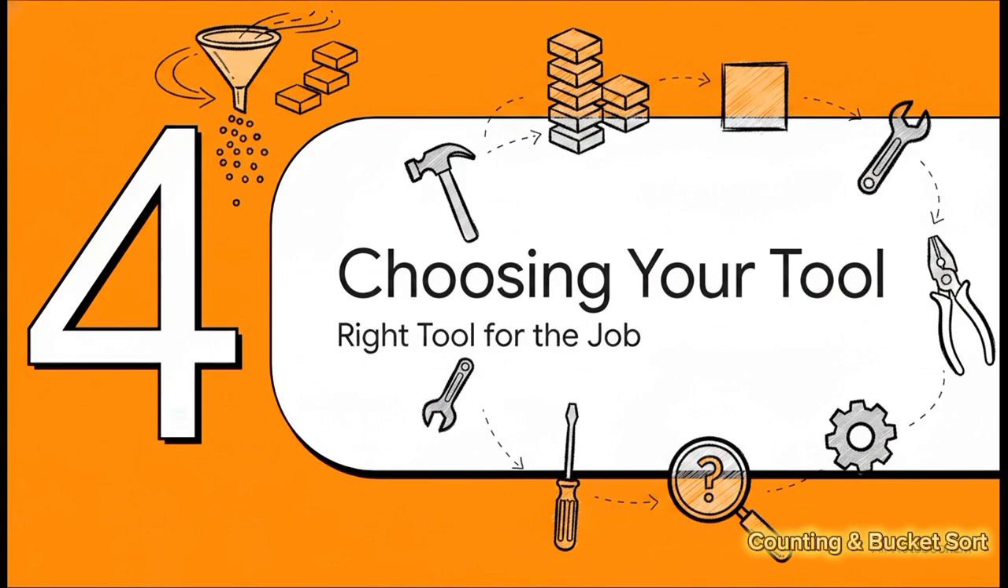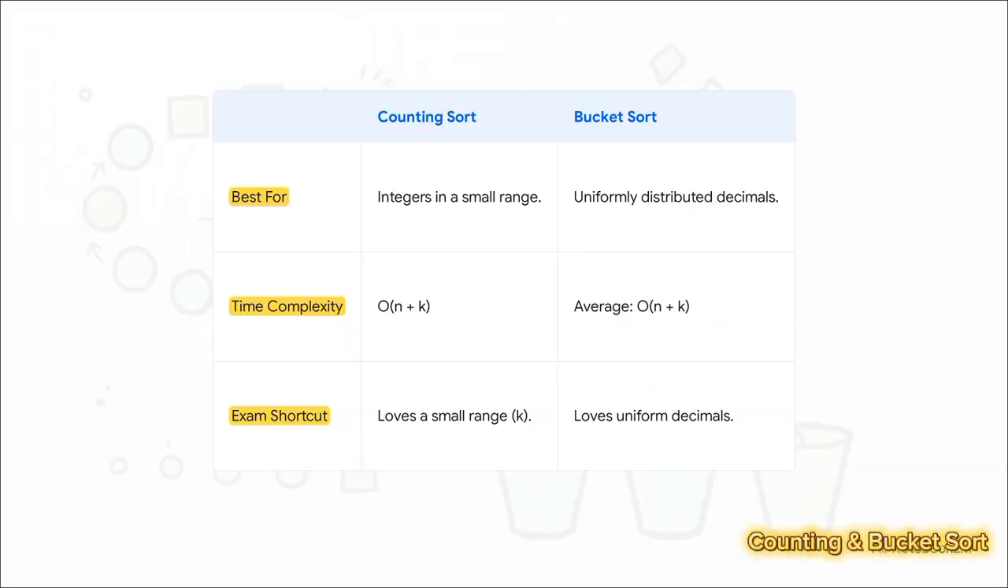The most important lesson here isn't just how they work, but when to use them. These are not one-size-fits-all solutions. Knowing which specialist tool to pick for the job, well, that's the mark of a thoughtful programmer. So here is a little cheat sheet for you. Counting sort is your go-to for integers within a small range, that k value we talked about. Bucket sort is the champion for uniformly distributed decimals.